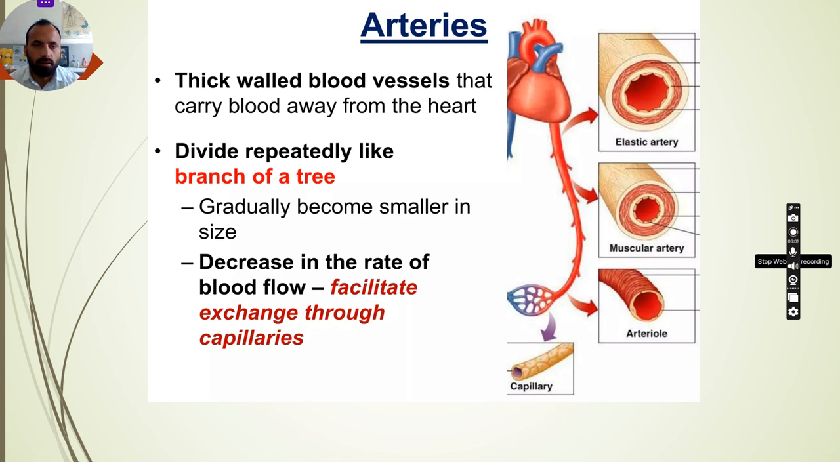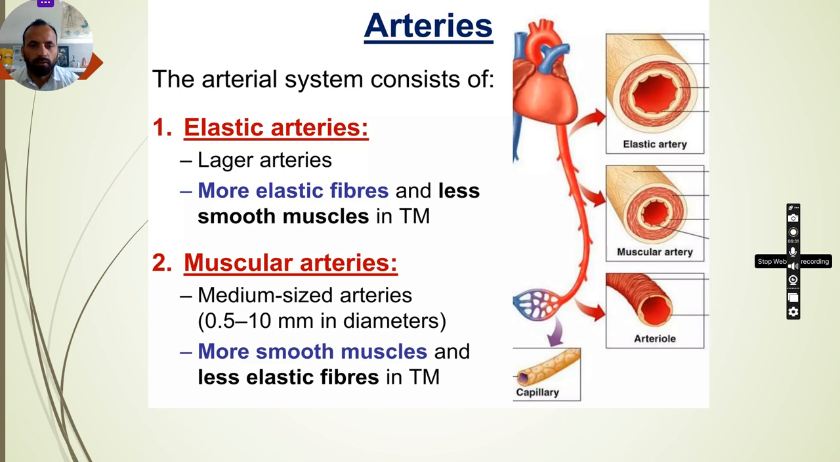So arteries basically are the thick-walled blood vessels that carry the blood away from the heart, and they divide continuously, and you will find a tree-like branching when they divide. When these arteries move away from the heart, usually the rate of blood flow generally decreases, plus the lumen will also decrease. So you have different types of arterial system in the body.